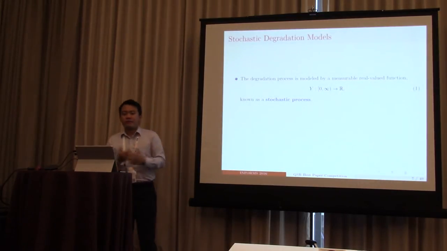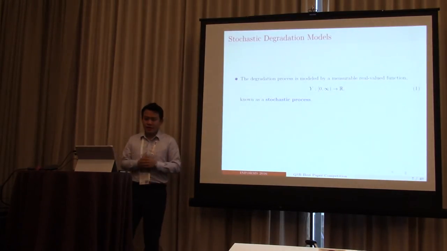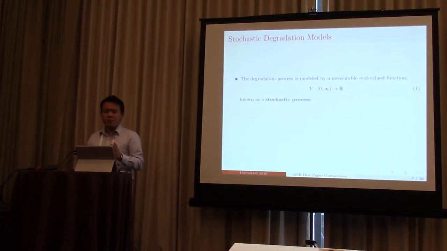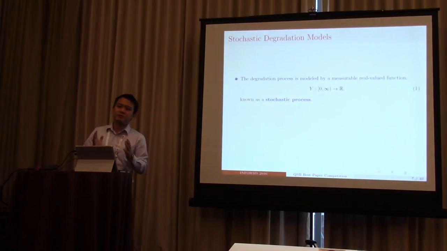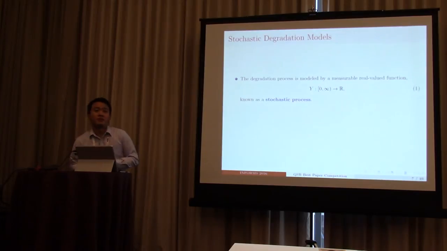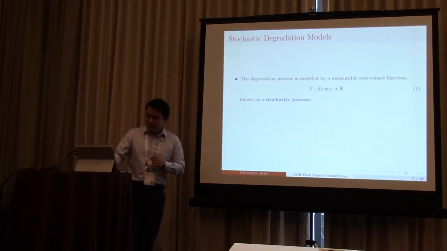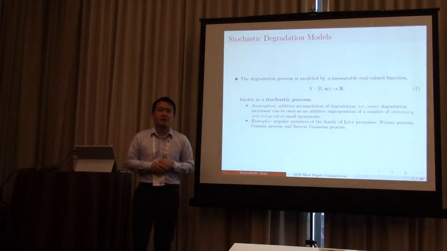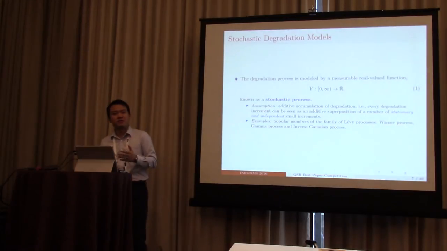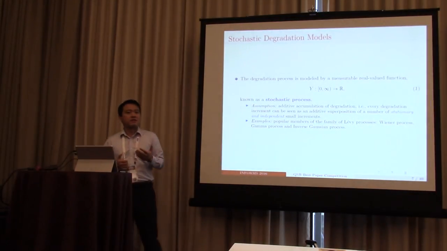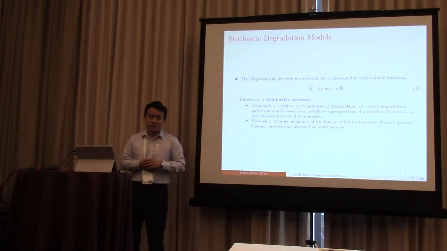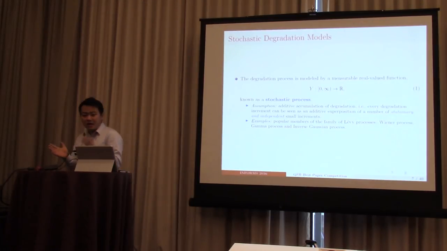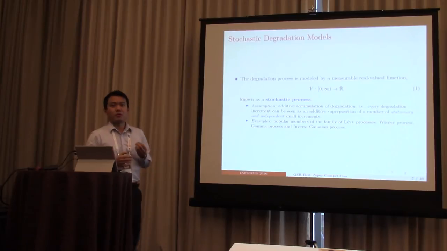If you look at the available approaches out there, one important modeling approach is to describe the degradation process by a stochastic process. If you look at these methods, most of them share a common assumption, which is known as the additive accumulation of degradation. Basically, it says that every increment of degradation can be seen as an additive superposition of a large number of independent and stationary small increments.